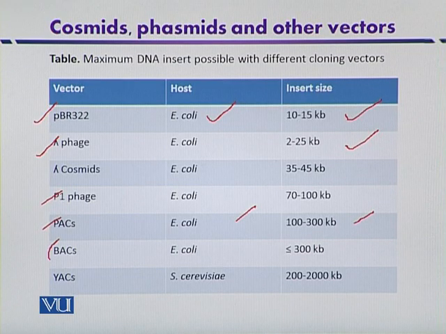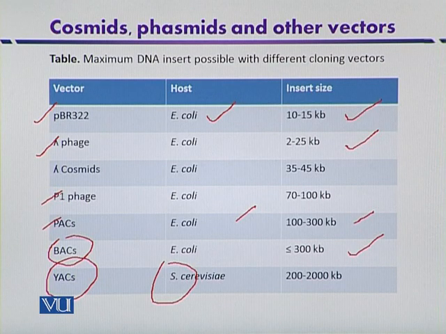And bacterial artificial chromosome can clone up to 300 kilobase. And the larger DNA fragments can be cloned by using YACs, yeast artificial chromosomes, and the host organism is Saccharomyces, and it can clone between 200 to 2000 kilobase DNA fragments. So this is the comparison of different cloning vectors that can be used to clone different fragments of DNA that are variable in their sizes.